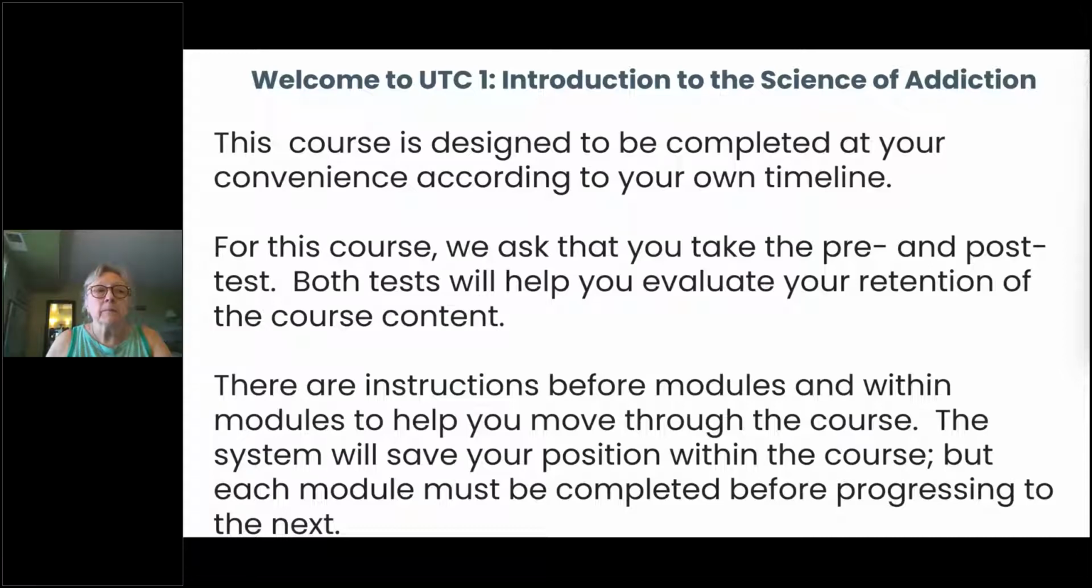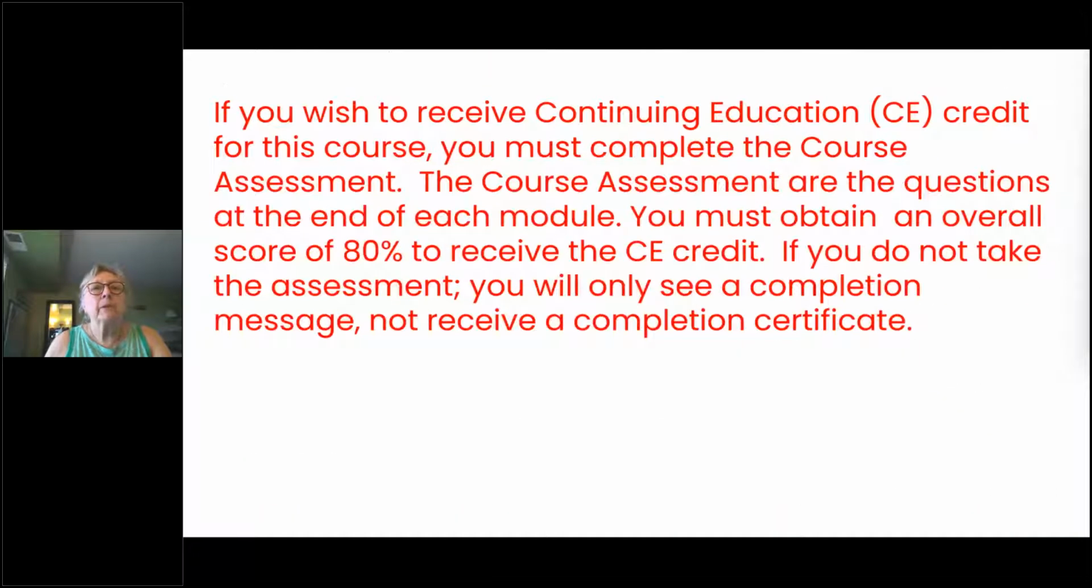There are instructions before the modules and within the modules to help you move through the course. The system will save your position within the course, but each module must be completed before progressing to the next. This part is particularly important since I'm also talking about credentials and certifications, so I've highlighted it in red. If you wish to receive continuing education credit, which could then go toward a certification, you must complete the course assessment. The course assessment are the questions at the end of each module. You must obtain an overall score of 80% to receive the CE credit.